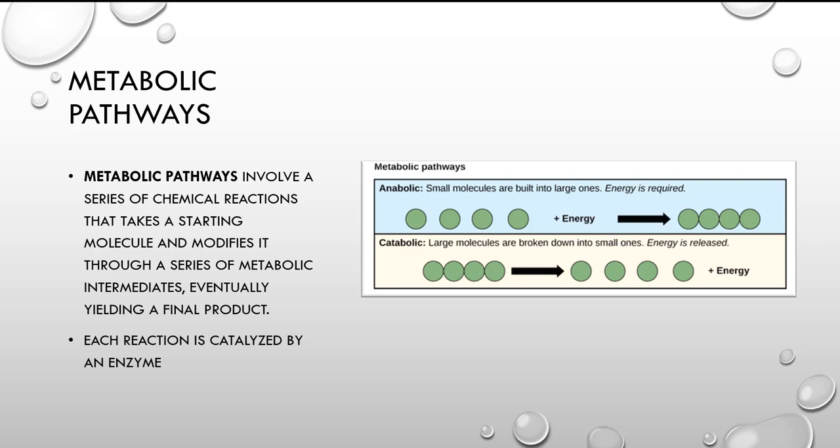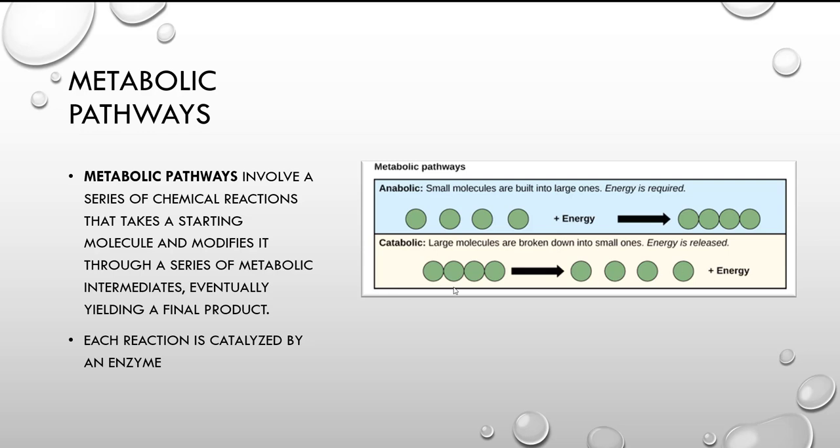The other type of metabolic pathway is called a catabolic pathway, or catabolism. In this case, it's the opposite. Energy is released. This is where we take large molecules and break them down into smaller ones. By breaking the bonds between the larger molecules, energy gets released.